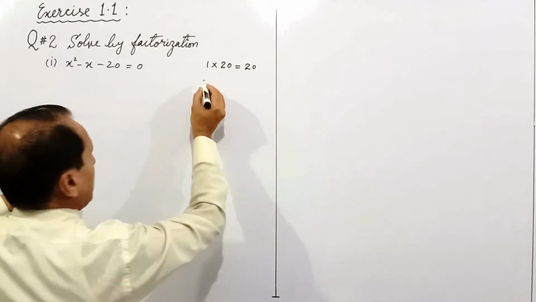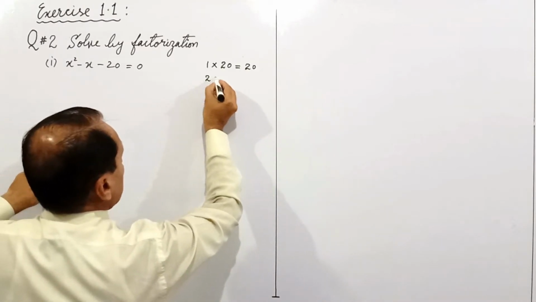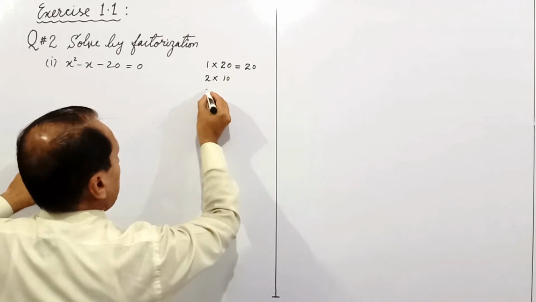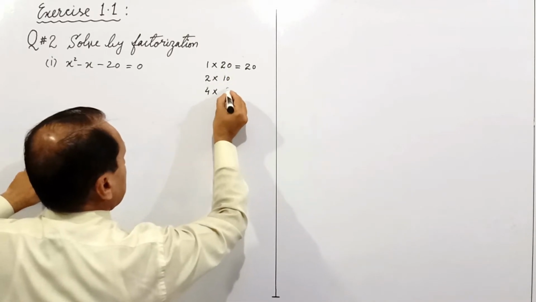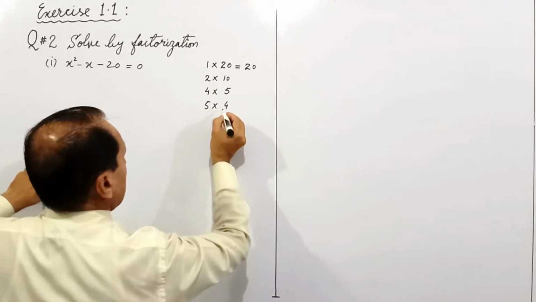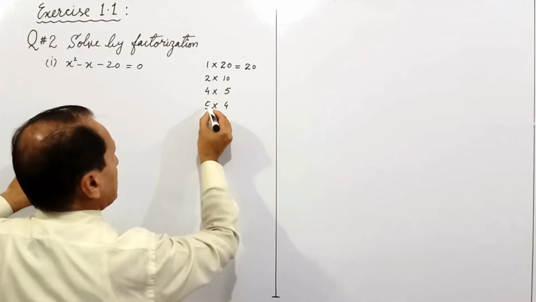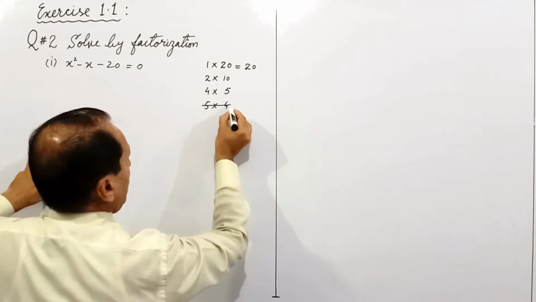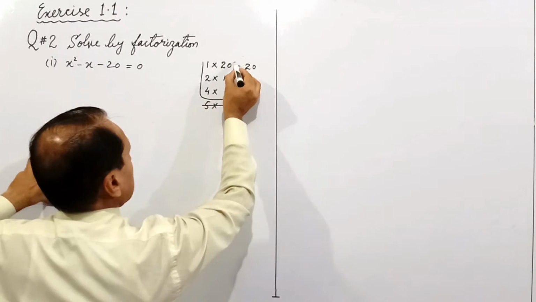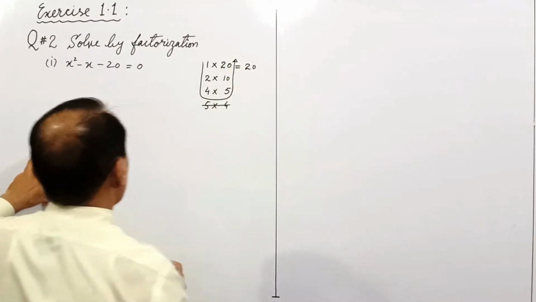So now we find the factors. We divide by 2, 2 tens are 20. Now 20 is not divisible by 3, we choose 4, 4 fives are 20, and 5 fours are 20. When any one of the factors is repeated or both, we stop making factors and the list is now completed.